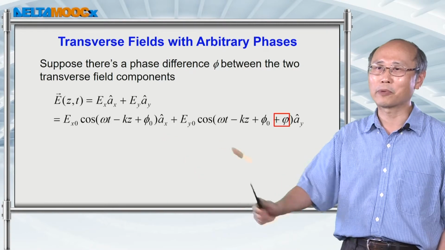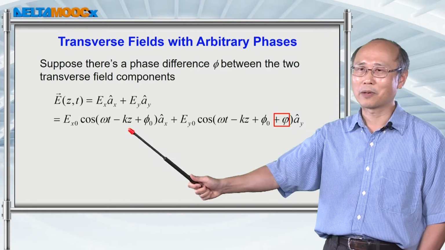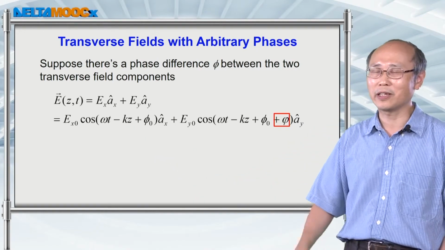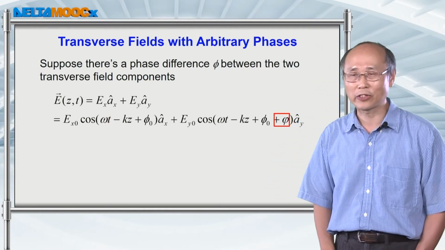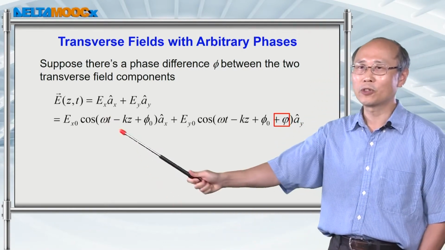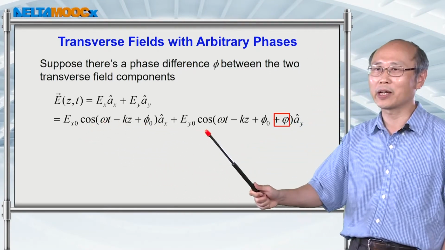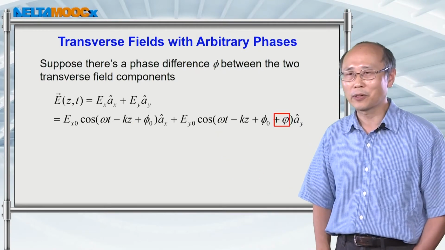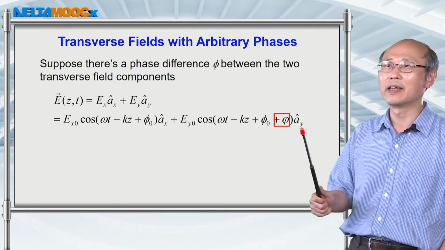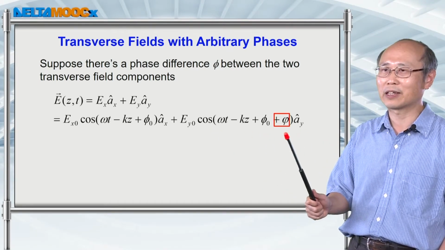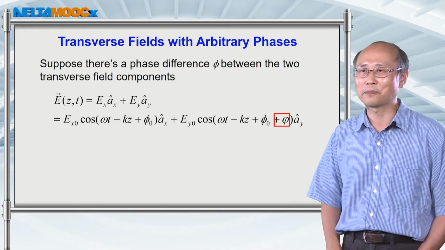And we already know the propagation direction is along z. So this is the plane wave propagating along z with the electric field on the xy plane because this is a transverse electromagnetic wave. So in this expression, we allow the amplitude for the x component and y component to be different. At the same time, we allow the phase for the x component and y component to be different. And the phase difference is denoted by this symbol phi in this red box.